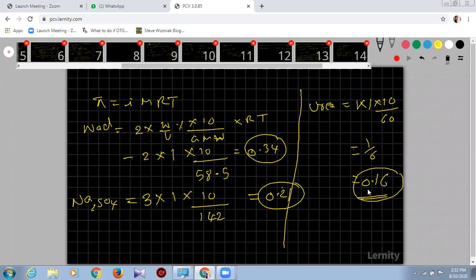And then which has more osmotic pressure? Sodium sulfate. And then sodium chloride.